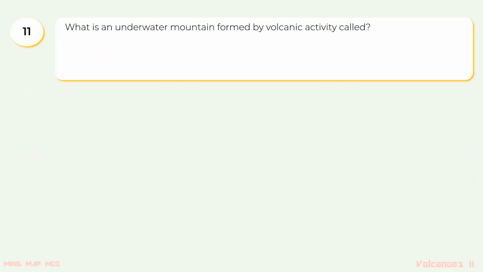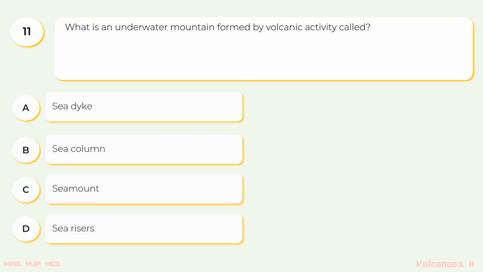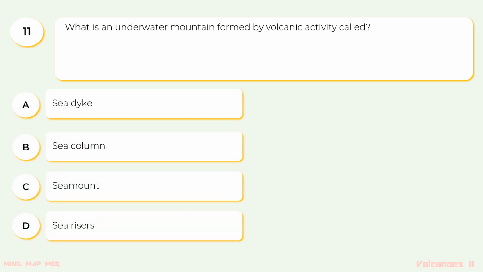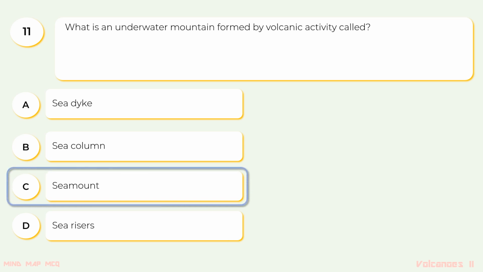11. What is an underwater mountain formed by volcanic activity called? The options are A. Sea dike, B. Sea column, C. Seamount, D. Sea risers. The correct option is C.